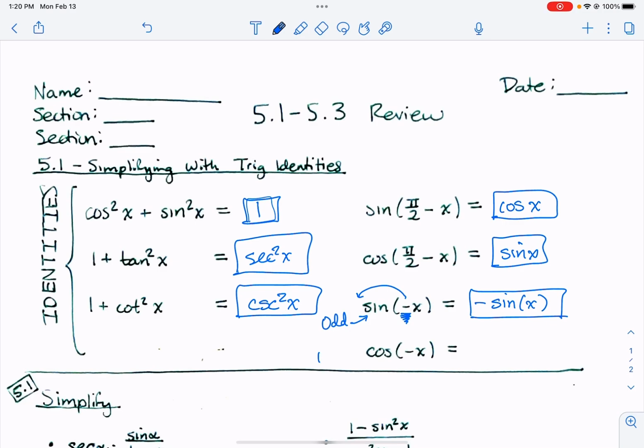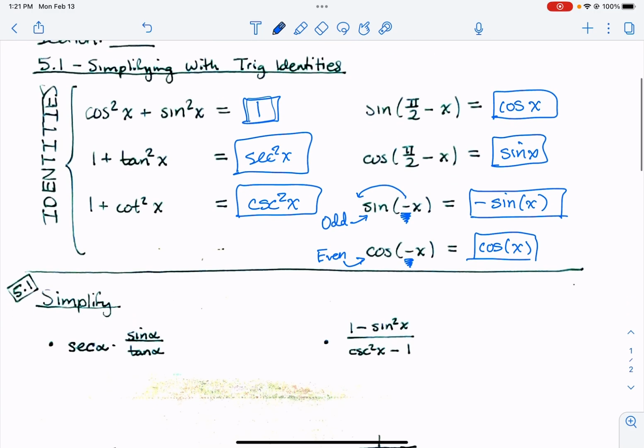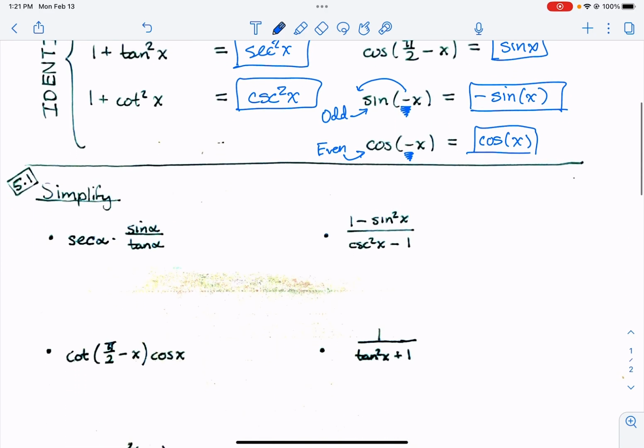Whereas cosine, we said, was an even function, which means this negative essentially just disappears. You can just get rid of these negative signs at will. We'll be using some of these for these problems in class. We went through about half of each section, so I'm going to go through all of the problems. Hopefully I don't get too long-winded and spend too much time talking. So let's just jump into it.